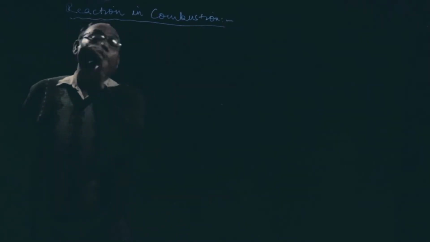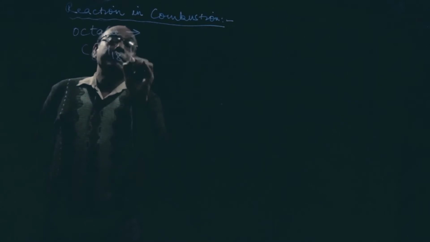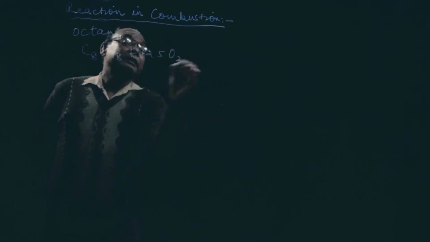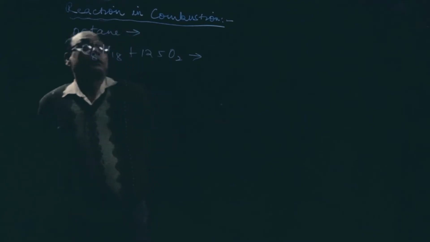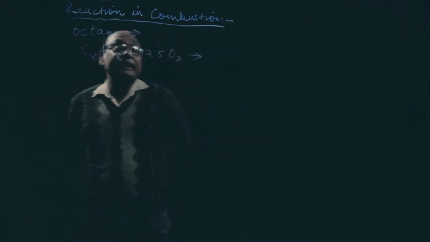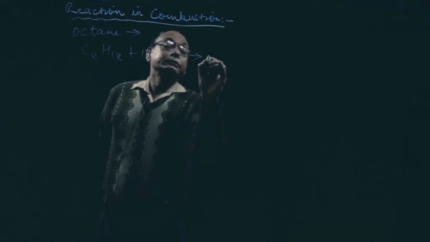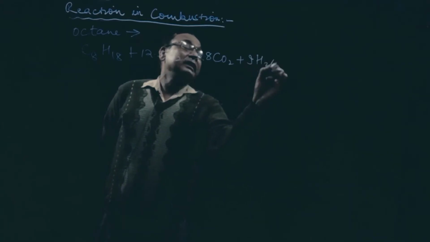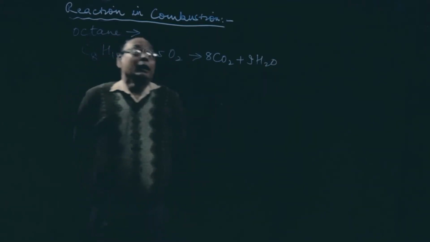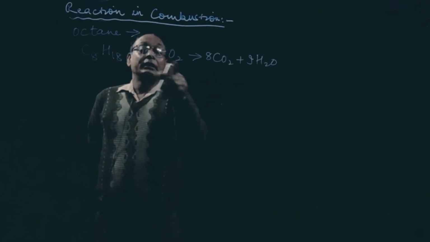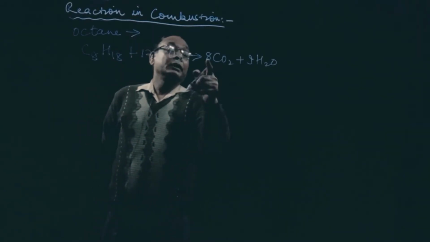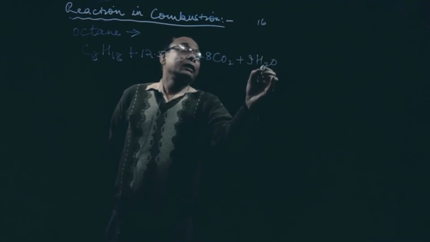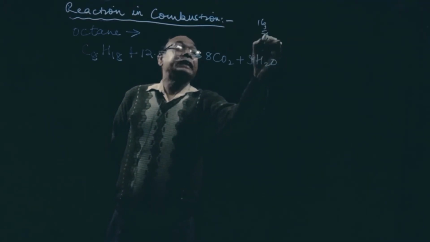This is octane basically, C8H18, plus 12.5 oxygen. That is, in the presence of oxygen, fuel will ignite. So it will produce 8 carbon dioxide plus 9 water. Let us check the oxygen: oxygen on this side is 25, and on the other side 16 plus 9, so it is 25. Okay, that is correct.